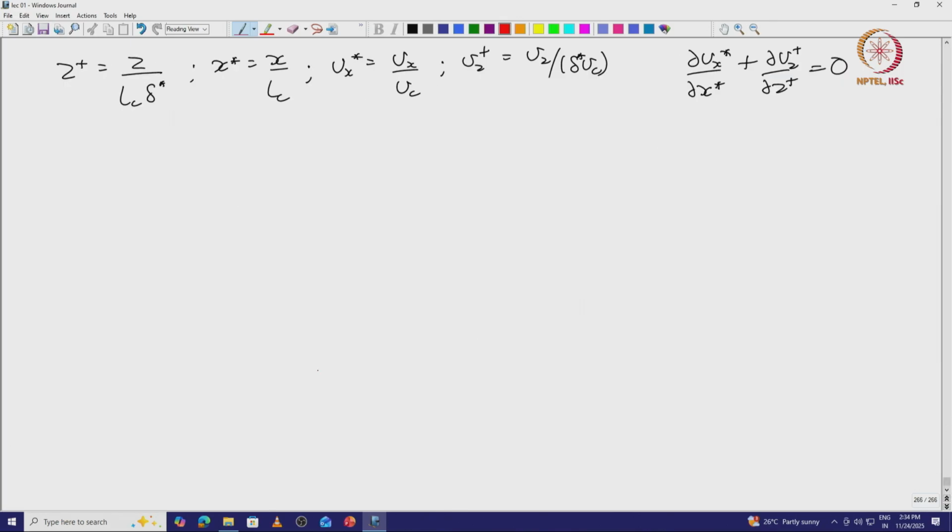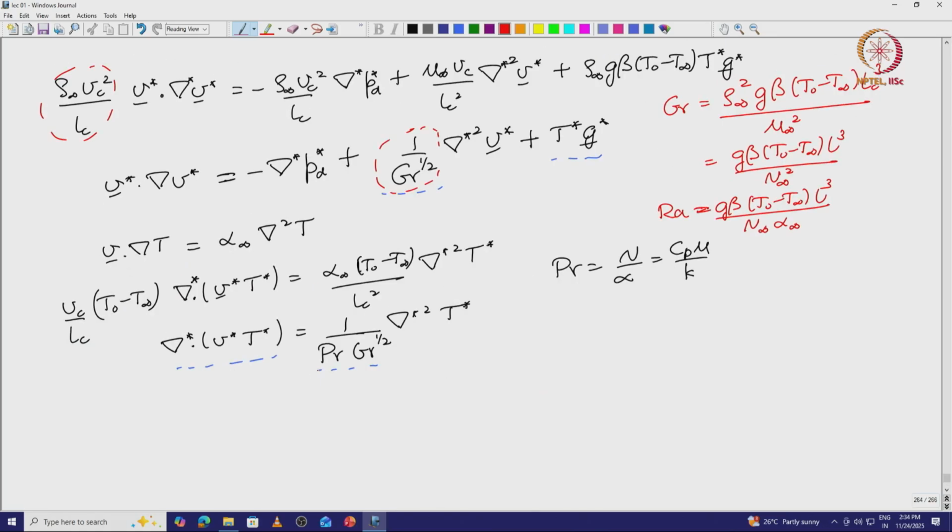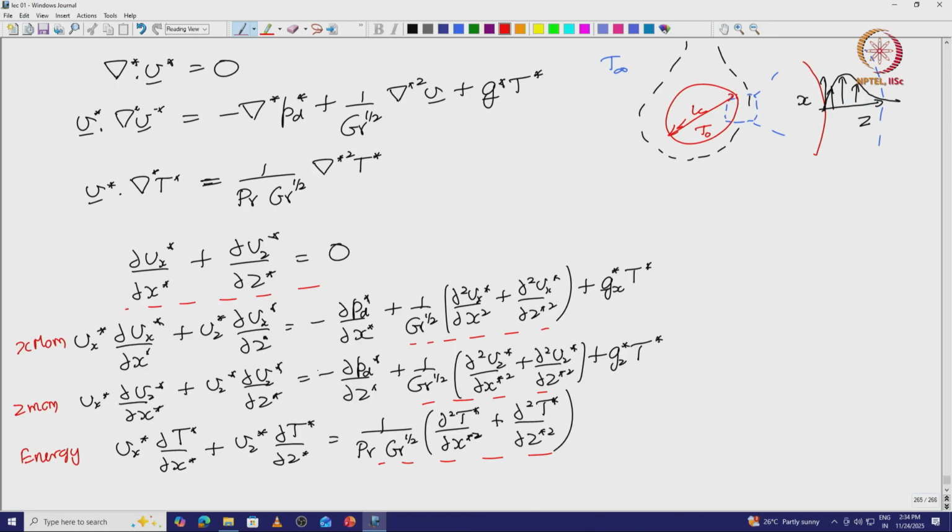Now, we were considering the limit where the Grashof number is large. In the limit of large Grashof number, you might think that you can just neglect the diffusive terms altogether and solve the rest of the equations.